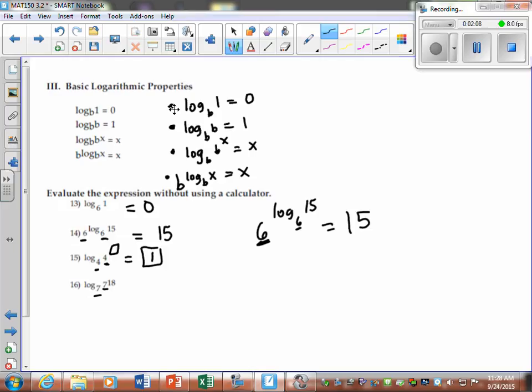Which one of these does that match? 1, 2, 3, or 4? 3, good. So we can see when the b matches the b here, the answer is just x. So when 7 matches that 7, the answer is just 18. Good. So this is just using the properties to be able to solve. If you're familiar with these, it's kind of like shortcut steps.